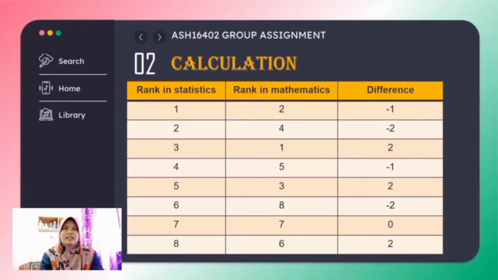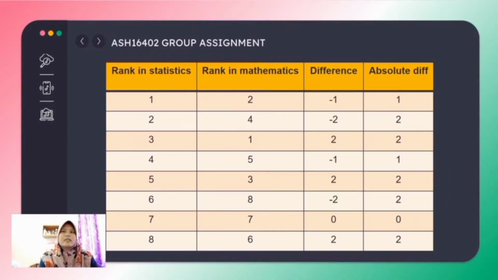We start by entering the data that has been given into the table and calculating the difference. To calculate the difference, we need to subtract the rank in mathematics from the rank in statistics. Like the first example, 1 minus 2, then we will get a difference of -1. After we calculate the difference, we need to calculate the absolute difference. To calculate the absolute difference, we just need to make all the difference values positive.